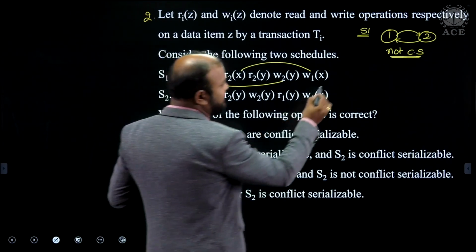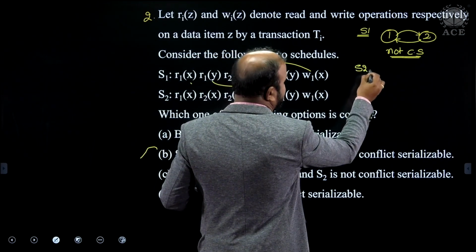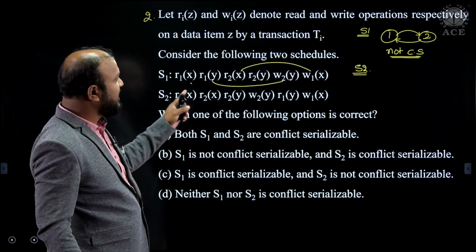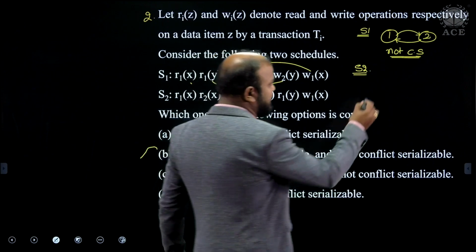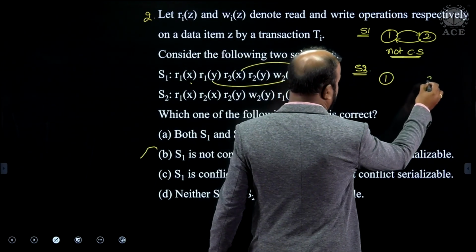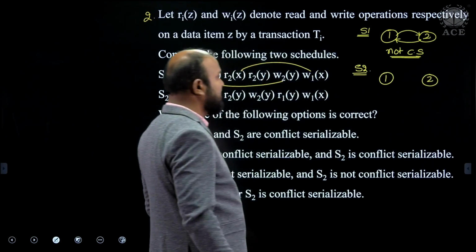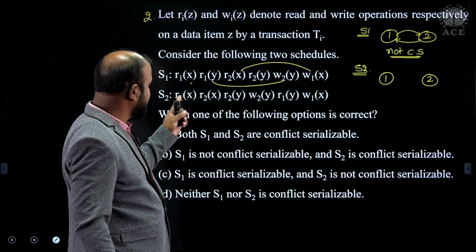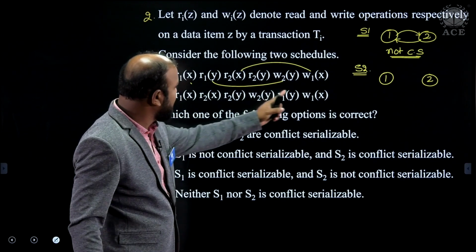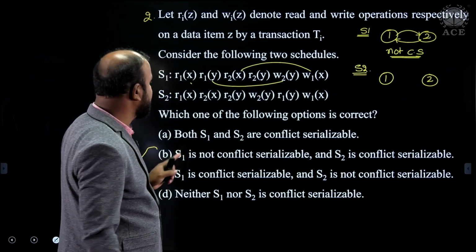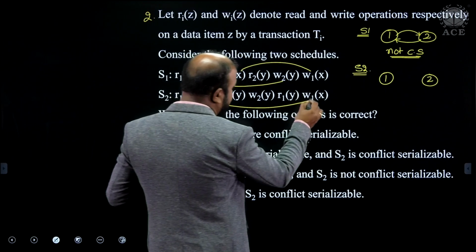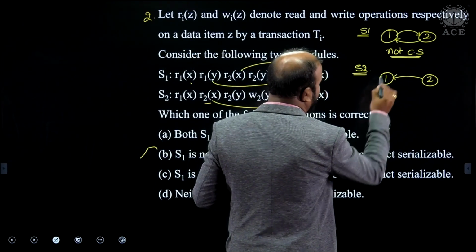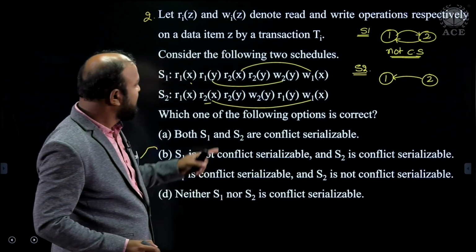Look at schedule 2. In schedule 2, again we do have two transactions, 1 and 2, vertices. Now, look for the conflict operations. R1X is not going to conflict with any operations. R2X conflicts with W1X. It is a read write conflict from 2 to 1. Then draw an edge from 2 to 1.